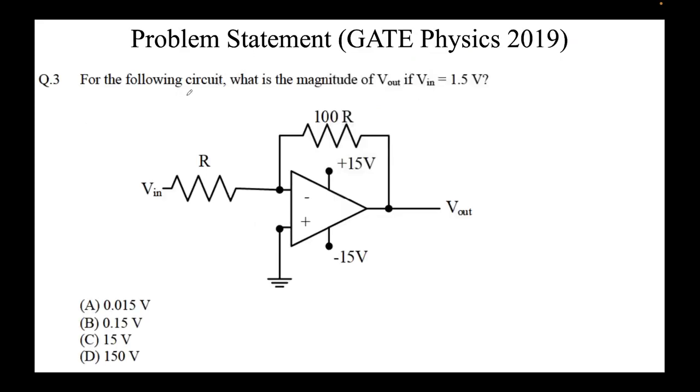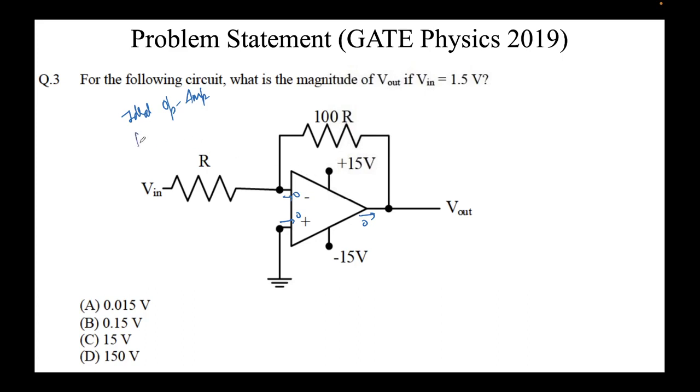Second question. In the following circuit, what is the magnitude of V out if V in is equal to 1.5 volts? Again, I'll do simple checks. If nothing is given, assume it's an ideal op-amp. What does an ideal op-amp mean? Current here is 0, current here is 0, current here going out is 0. This is good practice. Once you get enough practice, you'll assume it's 0.